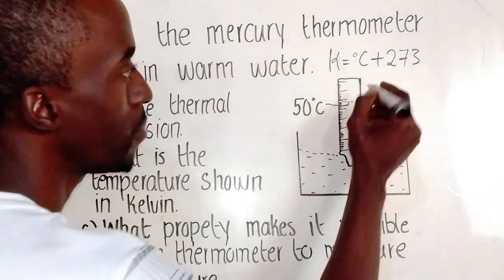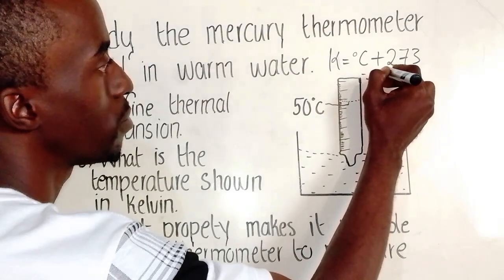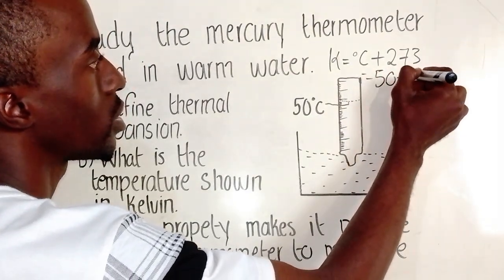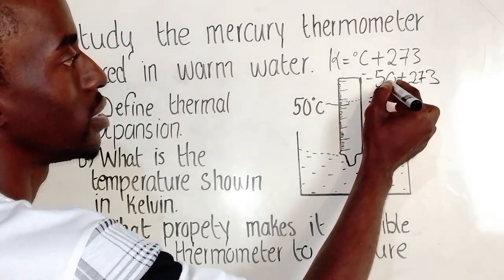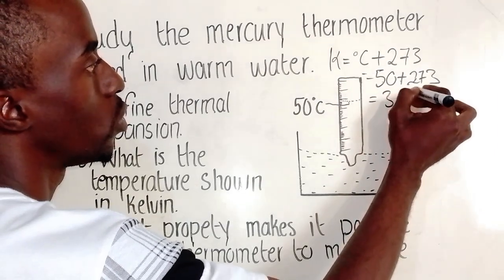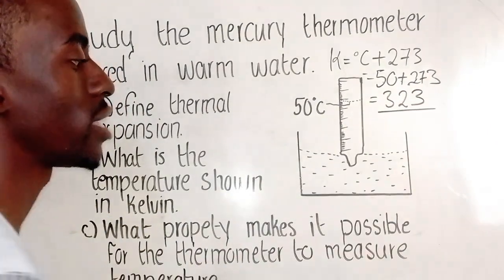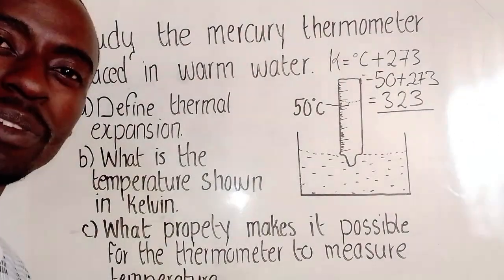So now we simply say equal. So what is the degree Celsius? It is 50. So you put 50 plus what? 273 there. So once you add this plus this, you're going to get 323, which is 323 Kelvin there. Now we go to the last question, and I hope you are following.